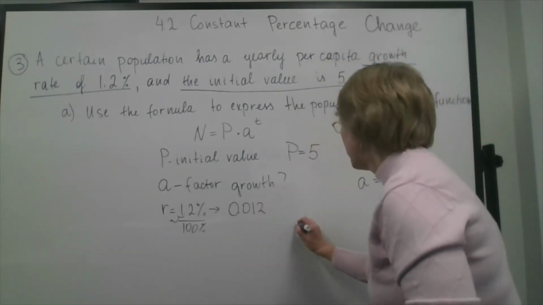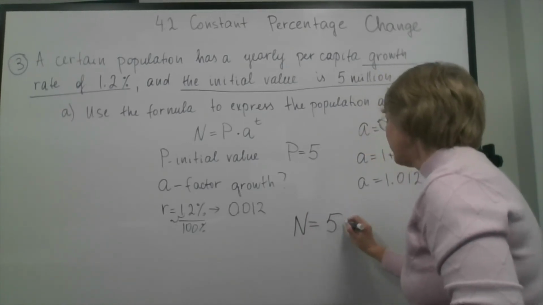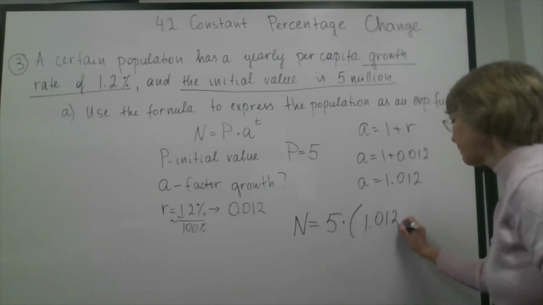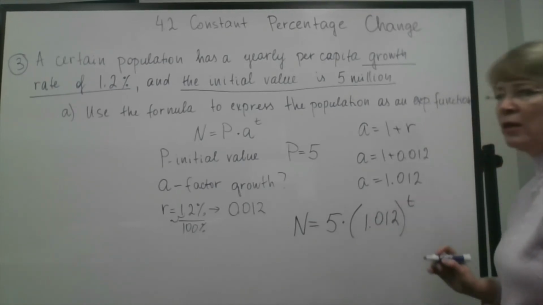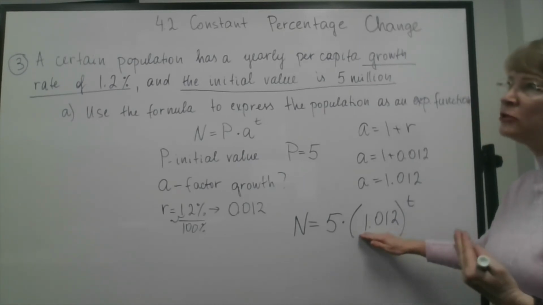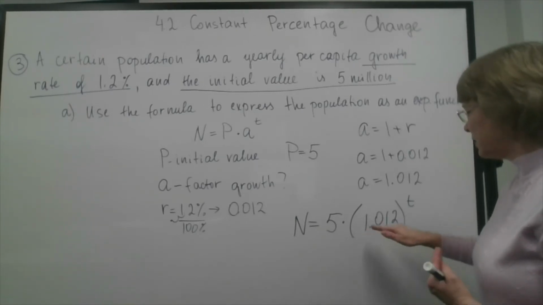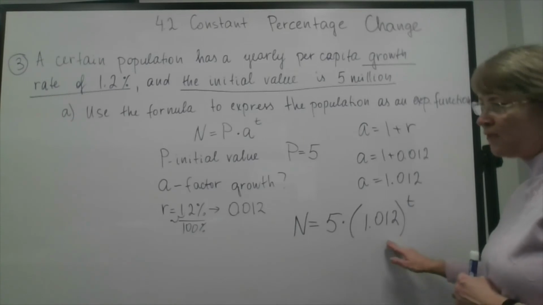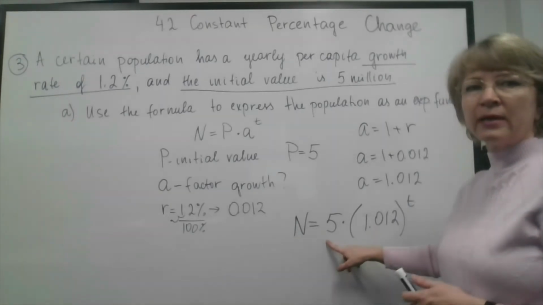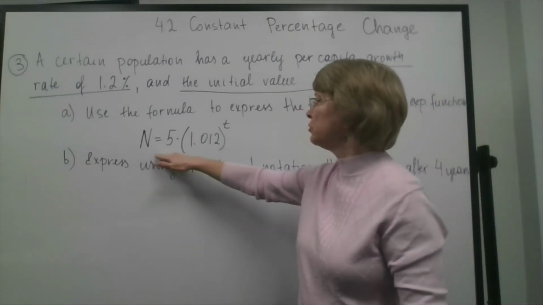The formula will be N equals 5 times (1.012) to the t power. I like to put parentheses because I like to make everything visual. In this case, I will see that 1.012 is my factor and 5 is my initial value. Now we know the equation.